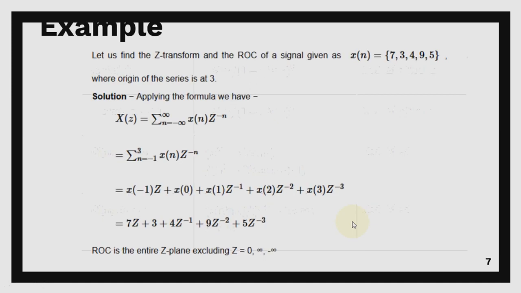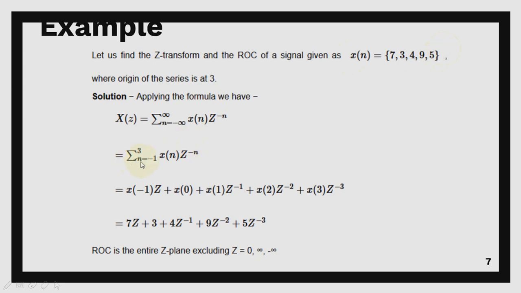So let us take one example. Suppose the sequence is x of n equal to 7, 3, 4, 9, 5, and the origin of the series is at 3. So the 0 lies at the 3. Applying the Z transform, X of Z is equal to summation from minus infinity to infinity of x of n Z raised to minus n. So the sequence is from minus 1 to 3.